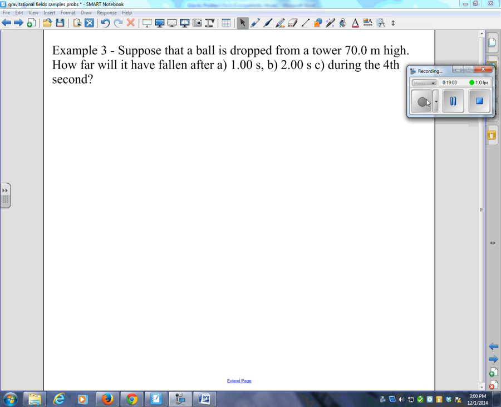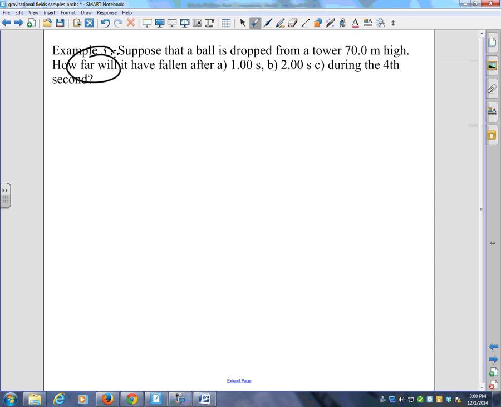Suppose that a ball is dropped from a 70-meter tower. How far will it have fallen after 1 second, after 2 seconds, and during the 4th second? After 1 second, how far will it have fallen? I am solving for D. Does the 70-meter height matter? No, it goes further than 70 meters, which means it has hit the ground and stopped. Really, the 70 meters is irrelevant. Why did you put it there?